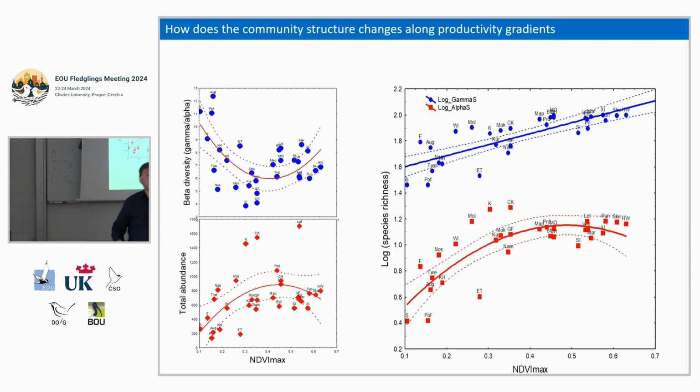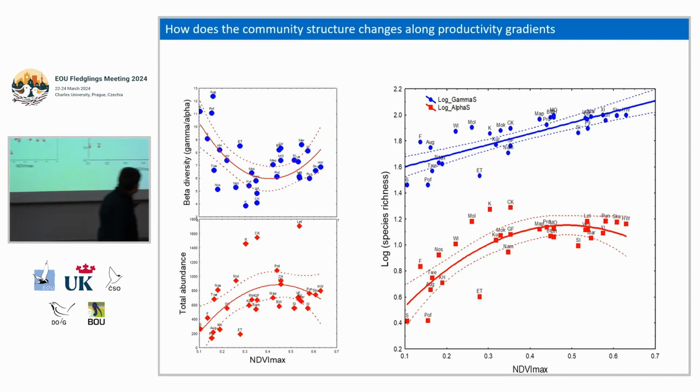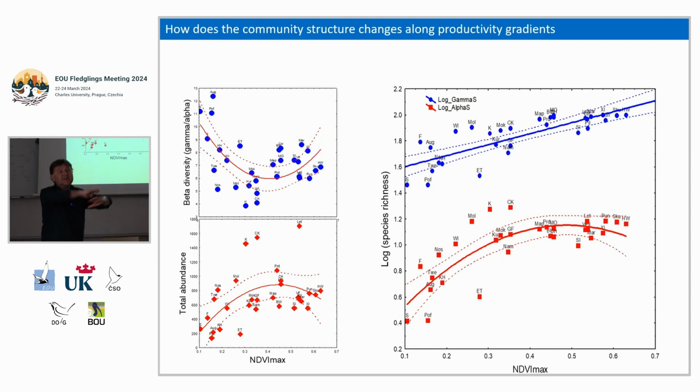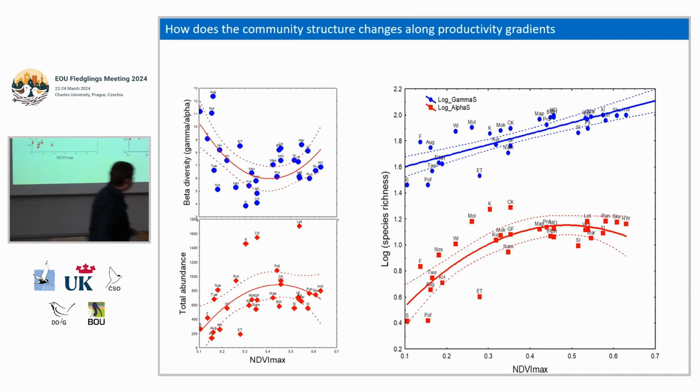The total community abundances are very low in the Namib Desert, in deserts in general, then increase, and then either saturate or even go down slightly in the most productive parts of the gradient, where there is actually the highest species gamma diversity. So it is relatively interesting that the gamma diversity, the total number of species, increases quite smoothly with productivity, but local diversity does not, and local abundance also does not.